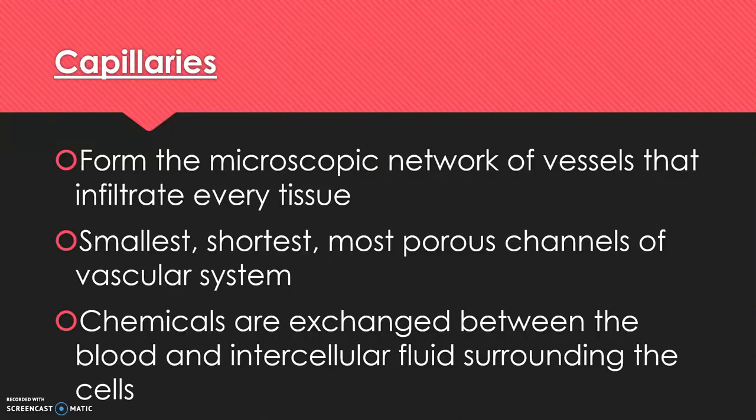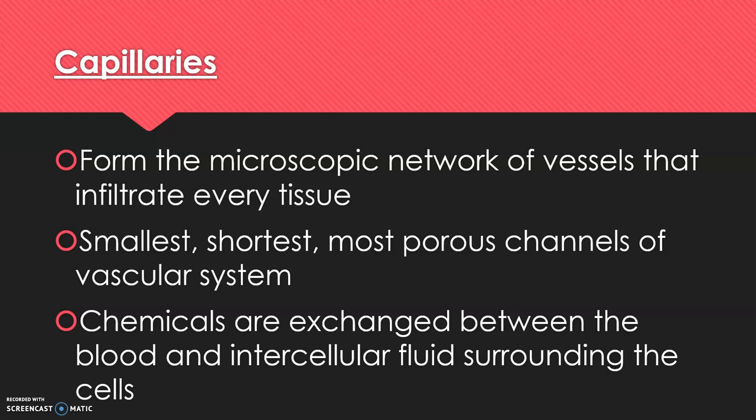So capillaries form the microscopic network of vessels that infiltrate every tissue, every cell. These are small, the shortest, and the most porous channels of the vascular system. And their space, their lumen, is just large enough so that a red blood cell moves along in a single file. It's very important to note that chemicals are exchanged between the blood and the intercellular fluid surrounding these cells.